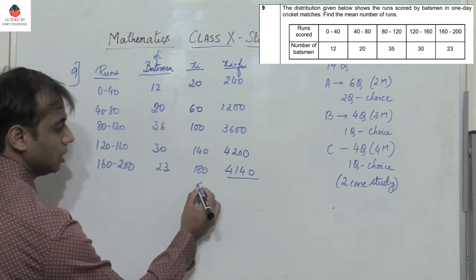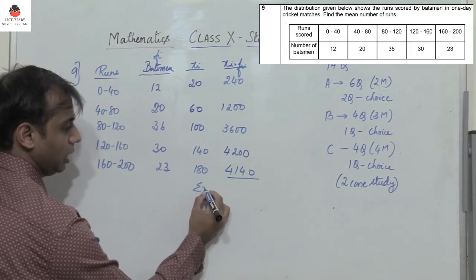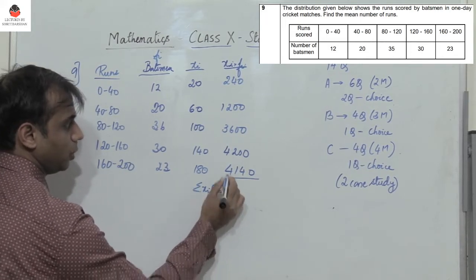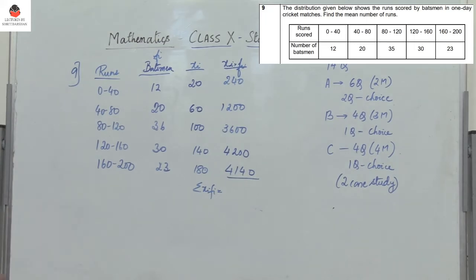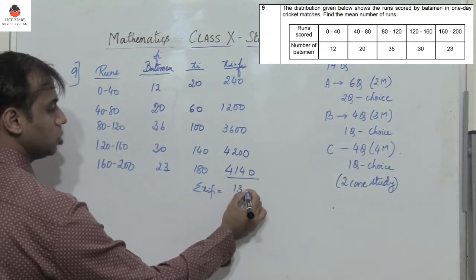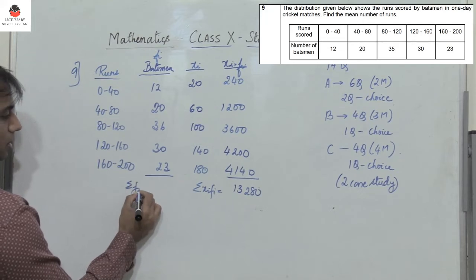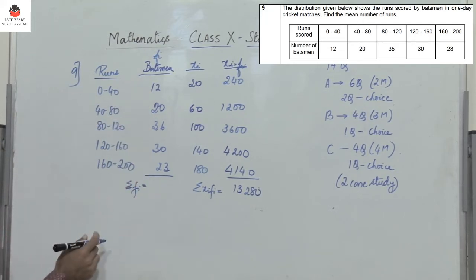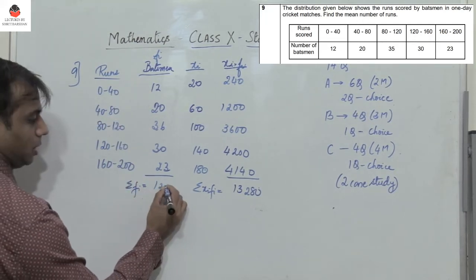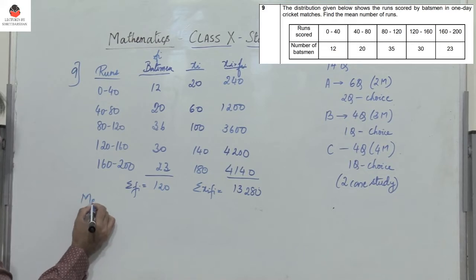So find the summation Xi Fi. So when you add up all, you get 13280. And now if I add up all the frequencies, I get 120. So to find the mean, what is the formula?